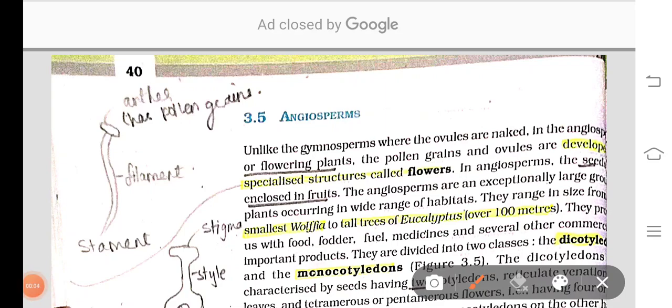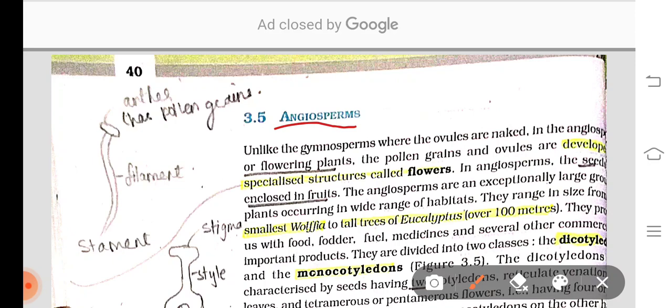So today we are going to do the last part of our topic plant kingdom, which is angiosperms. So this will be part 4. I hope that you have seen all the 3 parts and alternation of generations in order to understand this chapter in a proper way.